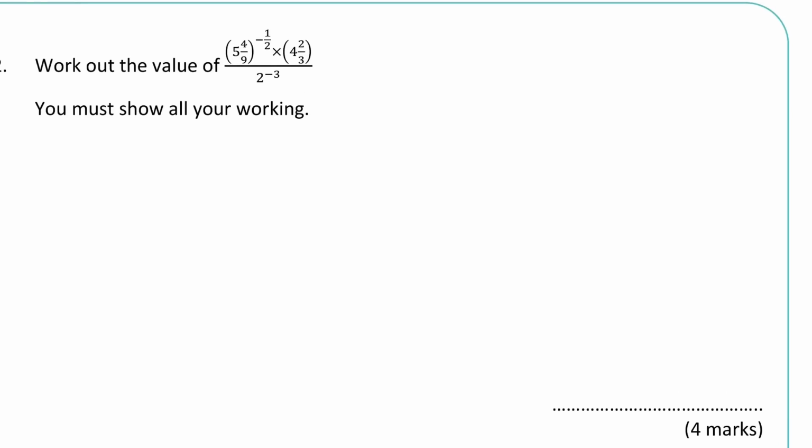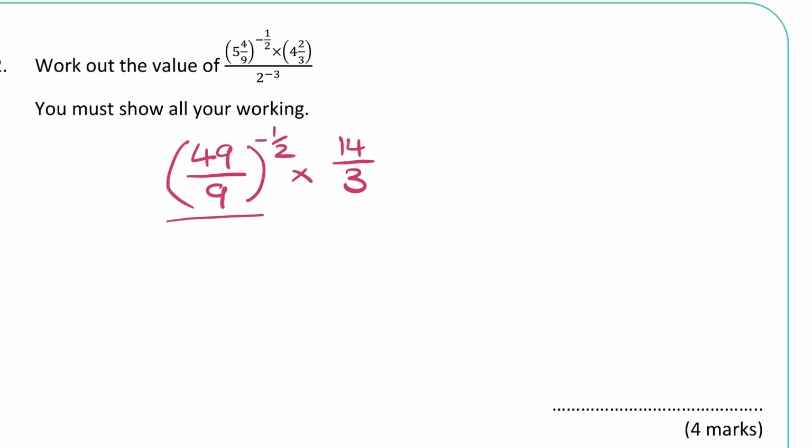So question 22, we've got some indices, and we need to simplify them all. So let's make these fractions improper. So 5 times 9 is 45, plus the 4 is 49. So 49 over 9 to the power of minus a half, multiplied by 4 times 3 is 12, plus the 2 is 14, so 14 over 3. We'll deal with this denominator in a second because we've just got 2 to the minus 3. We can't really do anything with that at the moment.